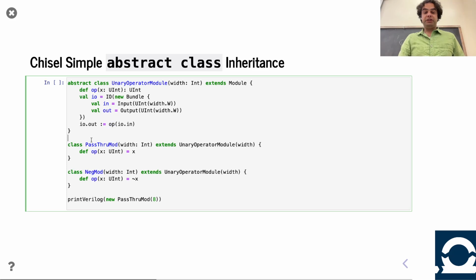Now, if I want to actually implement this, I can say, hey, I want a pass-through module. So I'm going to extend this abstract class. And notice how if the abstract class has parameters, you've got to give it those parameters now. In this case, we're passing through our own parameter from here to here. But then for the pass-through operation, we will not change the module. So we're going to implement op as just x. Given x, return x. Alternatively, we had a negation module. We could do not x, right?